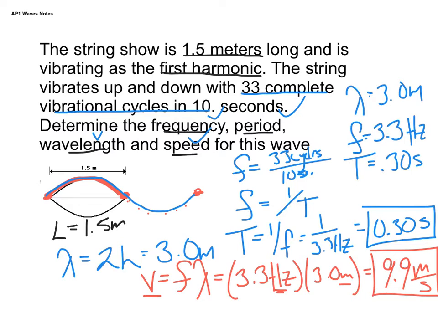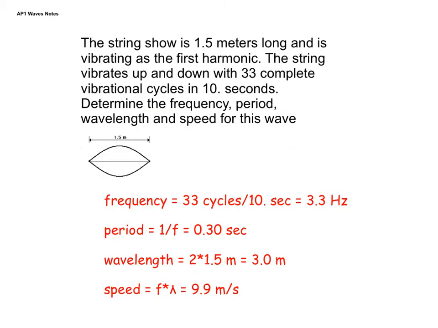And again, notice that we start by looking at our picture. What information can we get from our picture? In this case, we use the information that was in the first harmonic to relate our length of the string to the wavelength of this wave. And then we use information about the relationship between frequency and period. Okay, so we use this equation right here. And then we also used our wave speed equation. Wave speed is frequency times wavelength.